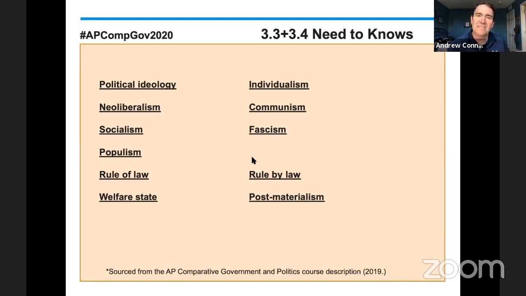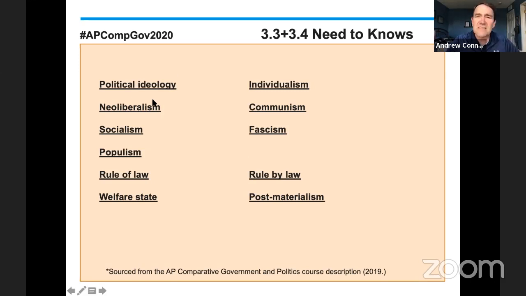And a lot of these come from 3.3 when we look at the political ideologies that are listed and described in the course description. But then when we go into political values and beliefs, that really is where it opens up a lot of potential for FRQs and quantitative analysis. And I'll point that out as we go through.